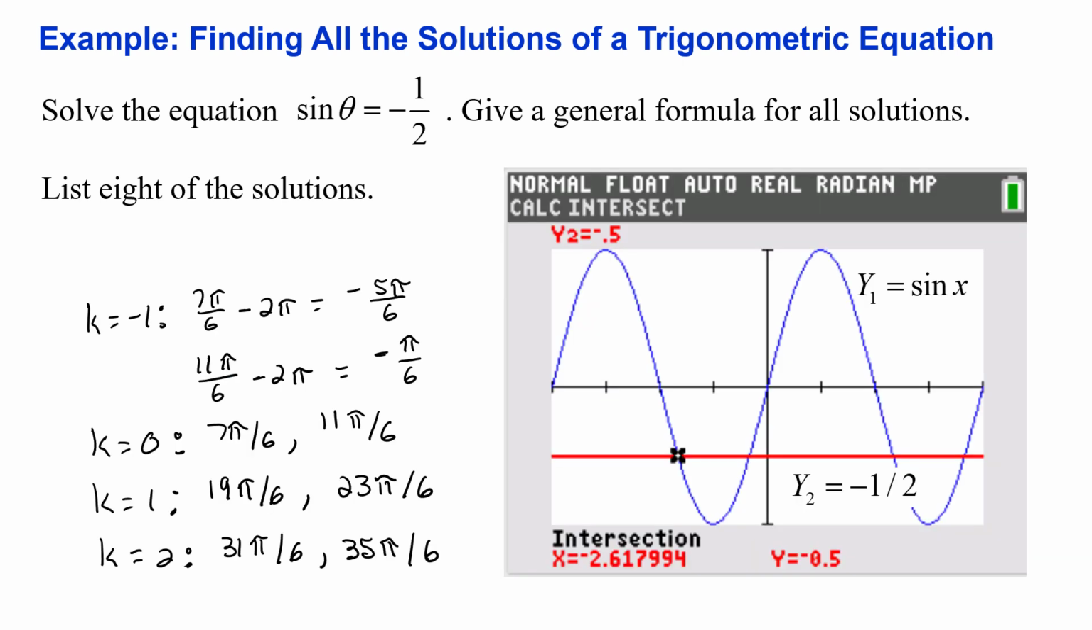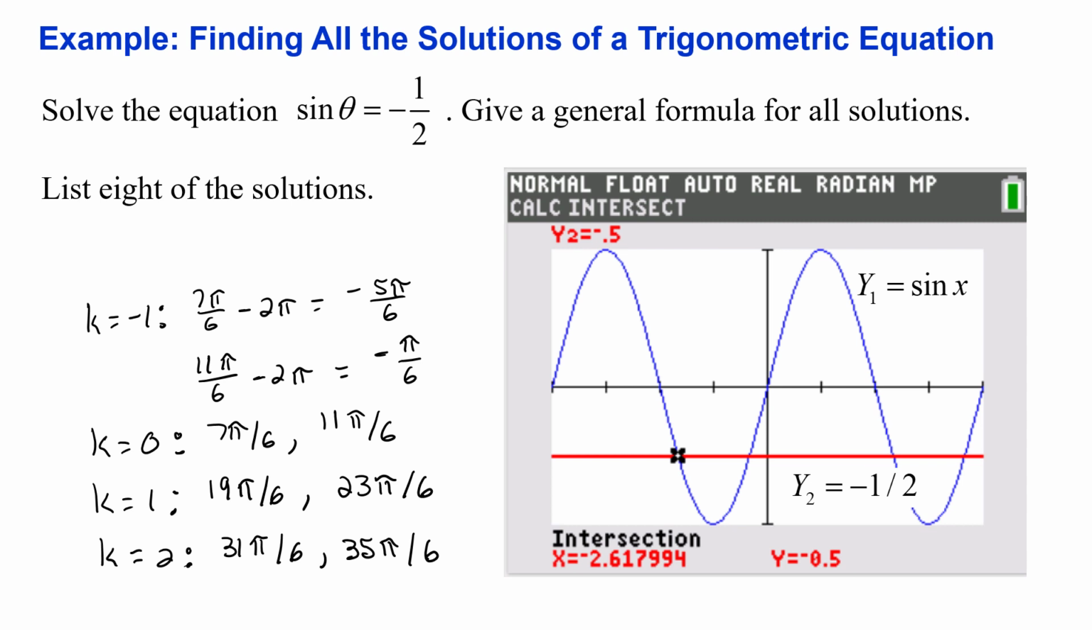Now we could use graphing technology to verify our solutions. On this screen, I have used a TI calculator and graphed the equations y1 equals sine x in the color blue, and y2 equals negative 1/2 in the color red. Making sure we are in radian mode, we've set the viewing window to be negative 2 pi to 2 pi on the x-axis and negative 1 to 1 on the y-axis.